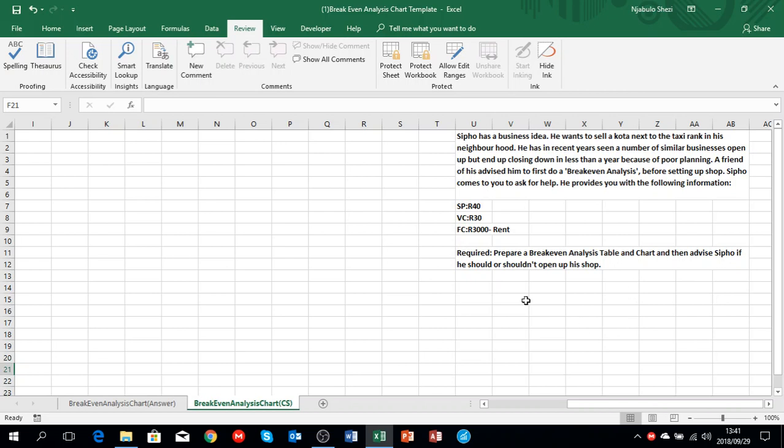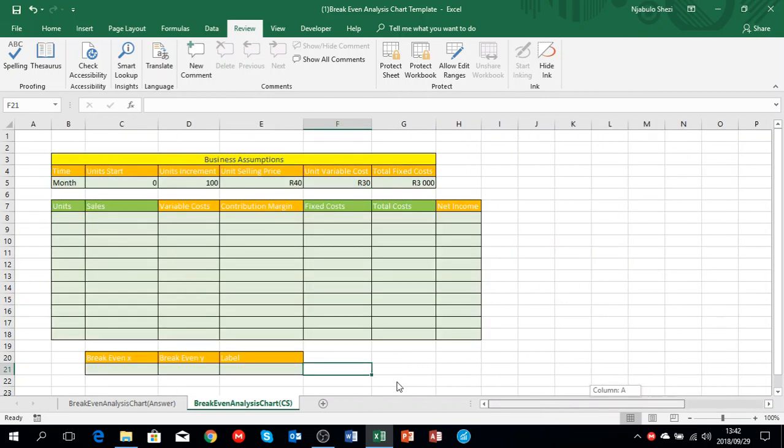So, guys, here we have a required. They say we must prepare a break-even analysis table and charts, which I've showed you guys earlier on, and then it's to ultimately advise Sipho if he should open up or he shouldn't open up the shop. Of course, us advising Sipho if he should open up or not will be justified by our table as well as our chart. So let's begin populating our chart.